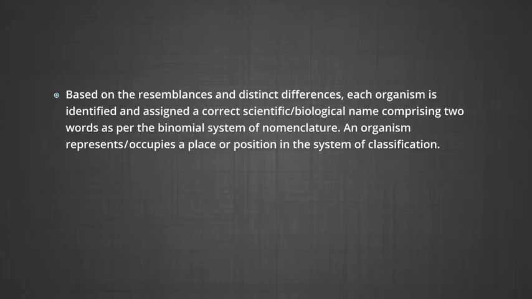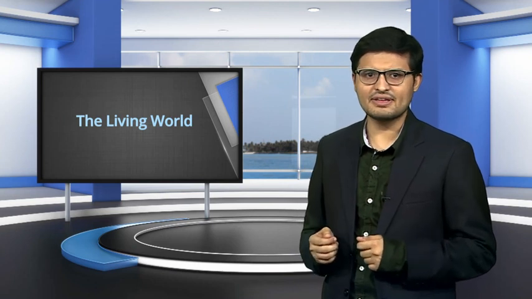The basics of taxonomy like identification, naming, and classification of organisms are universally governed under international codes. Based on the resemblances and distinct differences, each organism is identified and assigned a correct scientific biological name, comprising two words as per the binomial system of nomenclature. An organism occupies a place or position in the system of classification. There are many categories, ranks, generally referred to as taxonomic categories or taxa. All the categories constitute the taxonomic hierarchy.